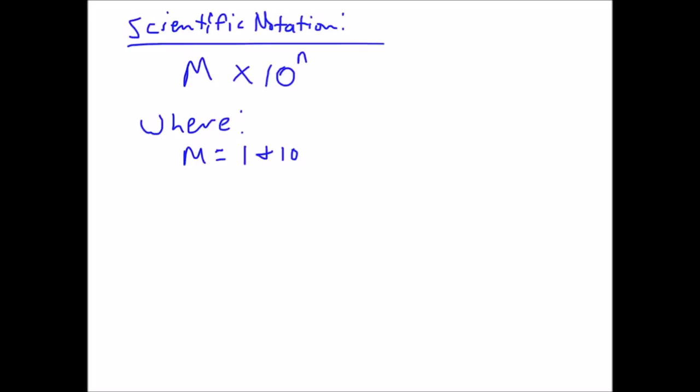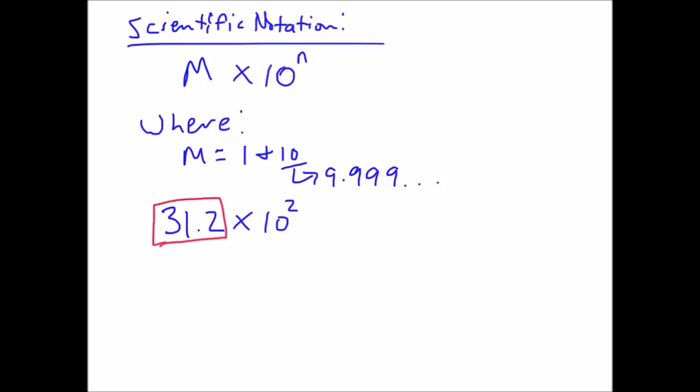And really, this is not 10. It's right up to 10. So like 9.99999, so on and so forth. Okay? So in scientific notation, you would never have a number that looked like this. That is completely wrong, because this m value is not between 1 and 9.99999. So this whole thing is wrong. Okay?